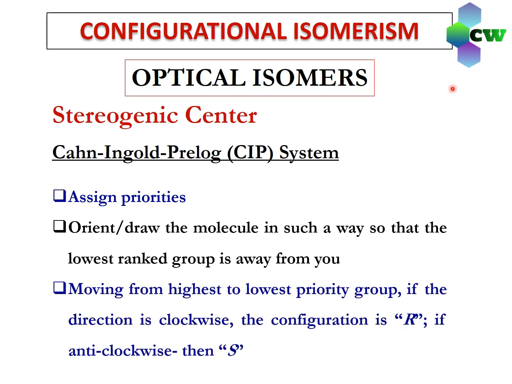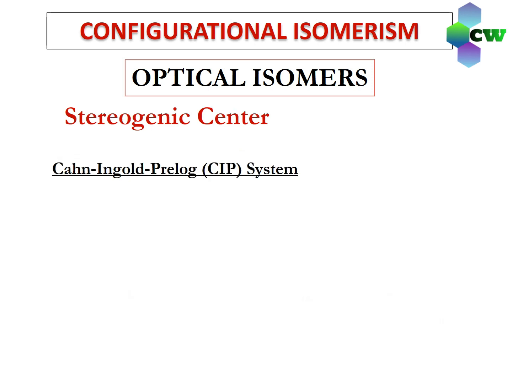And then you see among the rest of the 3 groups, if you are moving from 1 to 3 in a clockwise direction, the absolute configuration would be R, and if you are moving in anti-clockwise direction from 1 to 3 going through 2, then the absolute configuration would be S. We will explain this with the help of an example here.